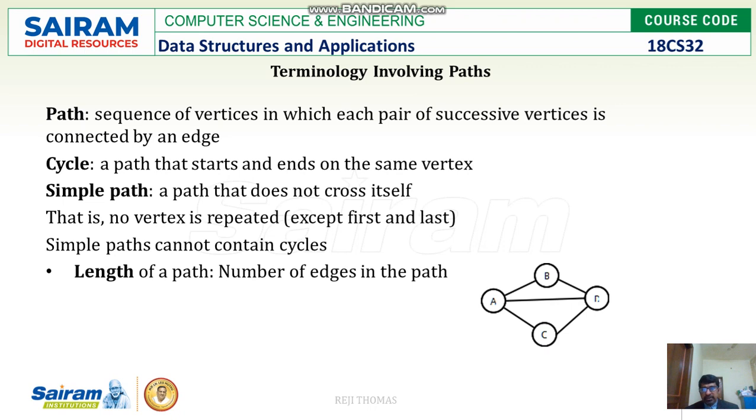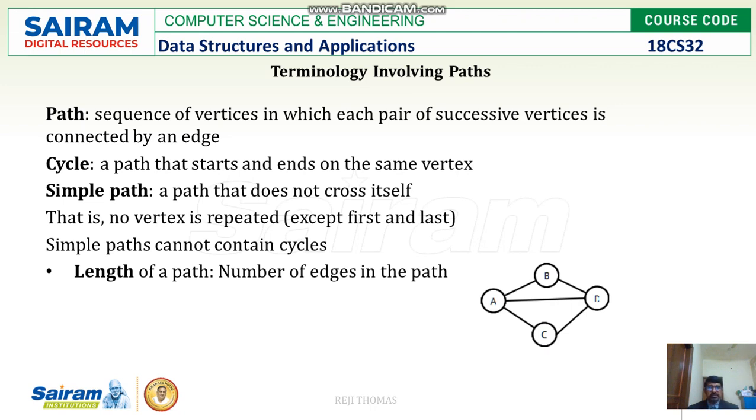Next is path. A path is nothing but a sequence of vertices in which each pair of successive vertices is connected by an edge. A cycle is nothing but a path that starts and ends on the same vertex. If you look at the diagram A, B, C, D, there is a path from A to B, B to D, and D to A. So we can say that it's a cycle. A simple path is a path that never crosses itself.